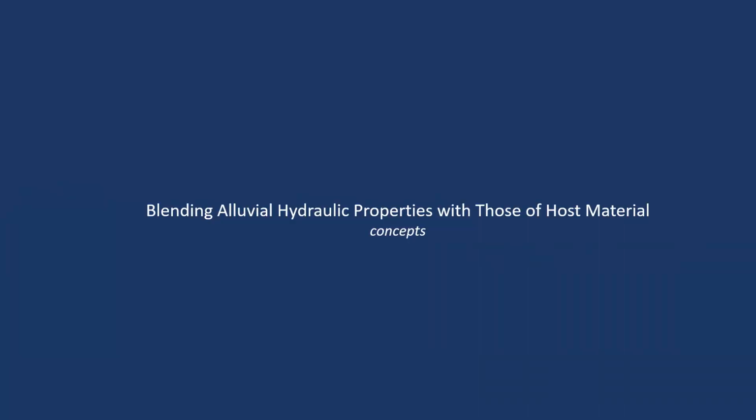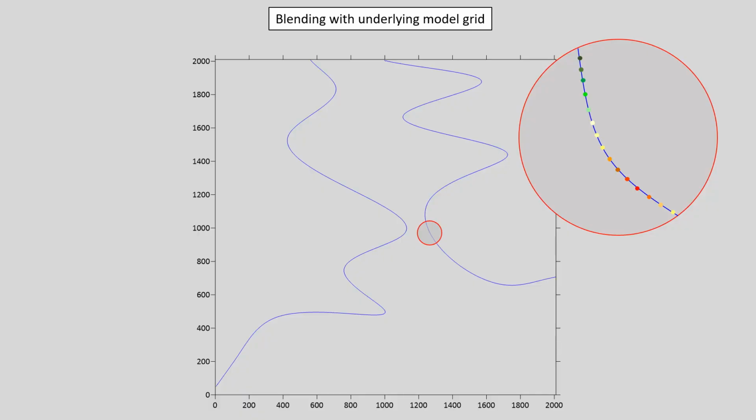So now we've got alluvial channels in place. Those alluvial channels are populated with hydraulic properties. Our next task is to blend the hydraulic properties of the alluvial channel with those of the background host material. So here's the way it works. Here's our alluvial channel represented by a spline with a whole lot of micro vertices along the channel. Each one of these micro vertices has a hydraulic property assigned to it.